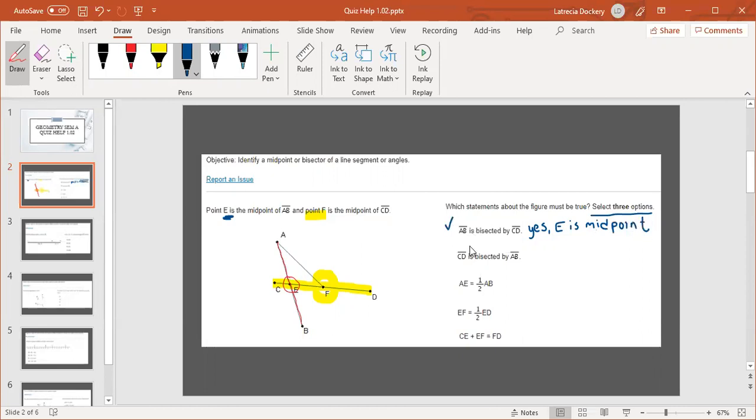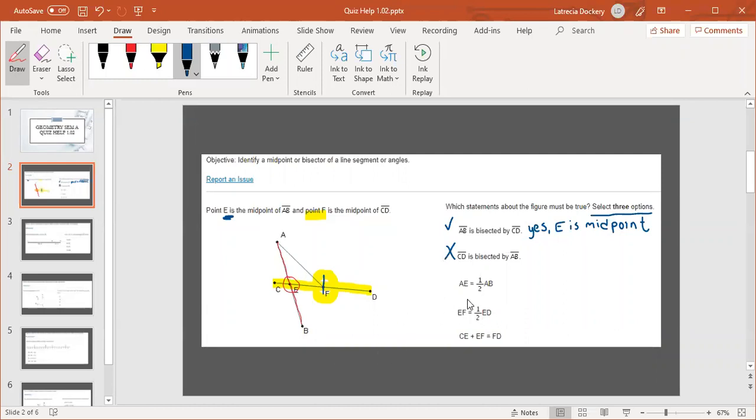Okay. All right. Line CD is bisected by AB. Okay, we're turning it around this time. Does AB bisect it? Well, in order to bisect, to cut CD into two parts, it would have to go through F, and it doesn't go through F. So that one is a no.